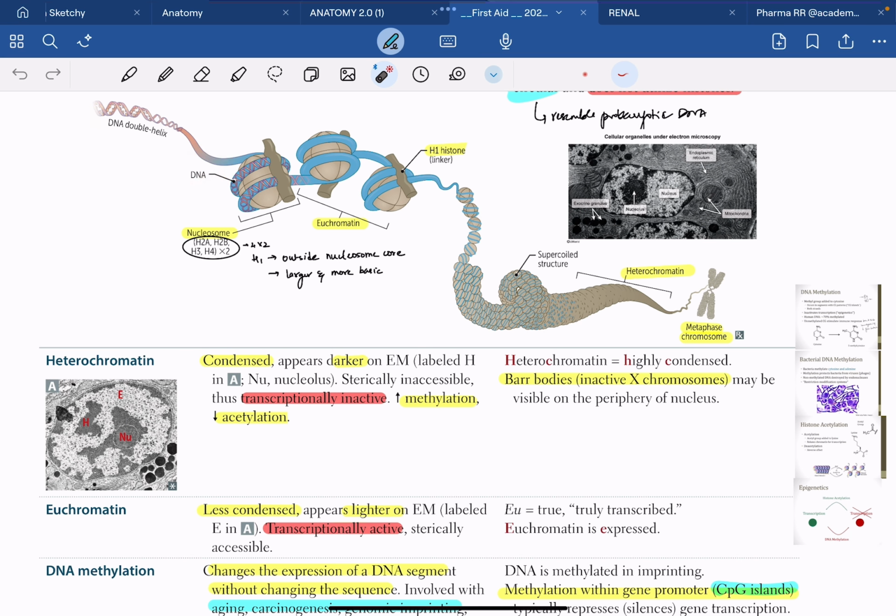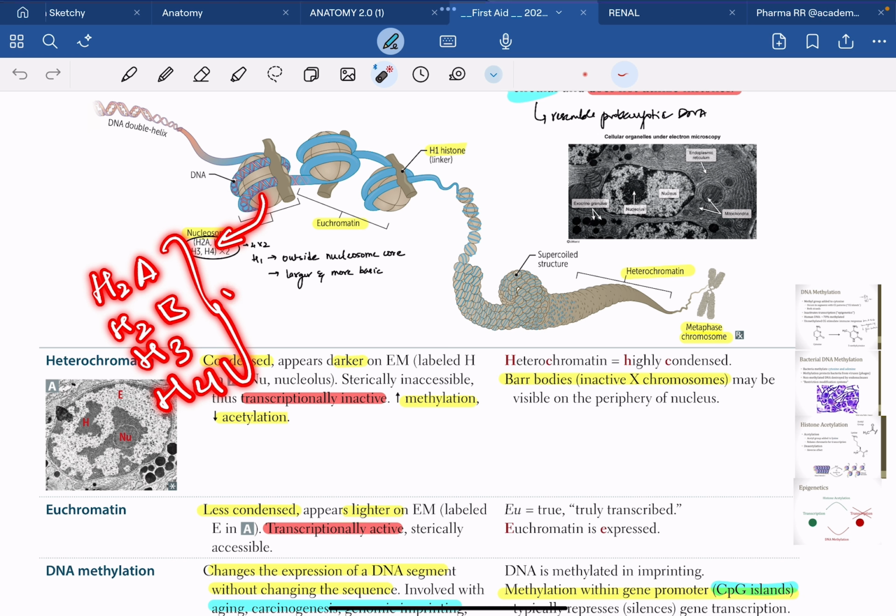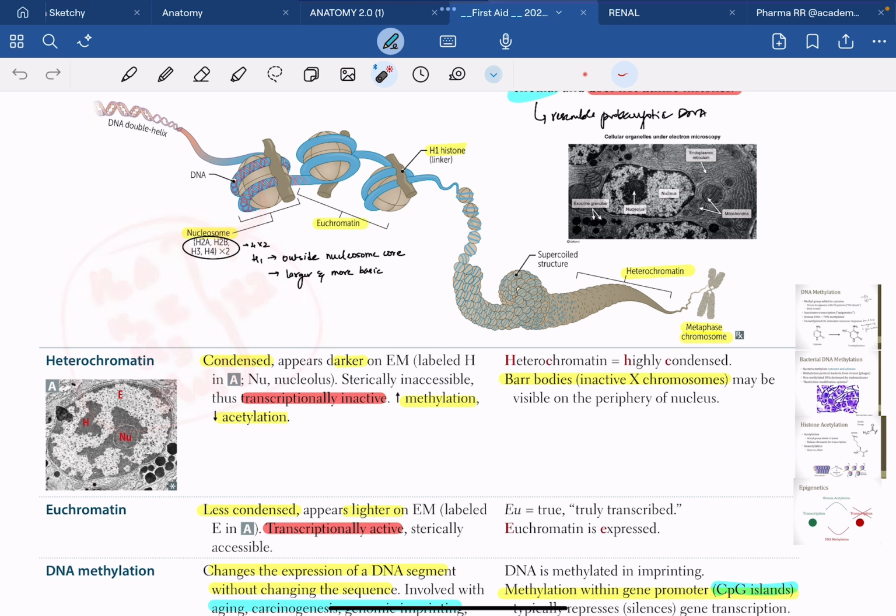DNA having the histone octamer, it forms two loops around the histone octamer, and this is the linker DNA. This is H1. Then the other histones which form the octamer are H2A, H2B, H3 and H4. These are present twice, so it forms an octamer. Outside the nucleosome core and large and more basic, which is H1.